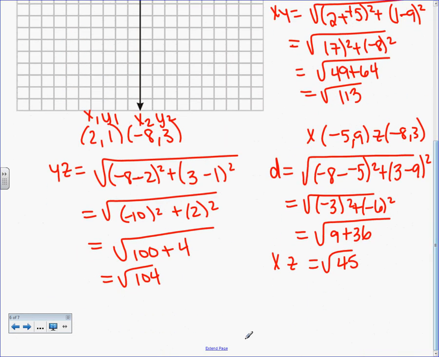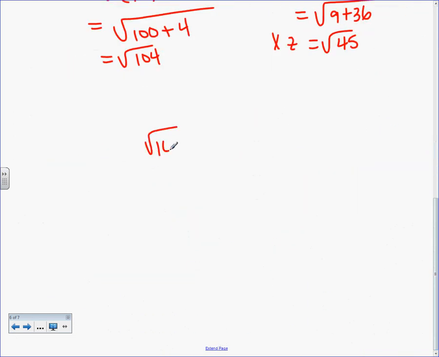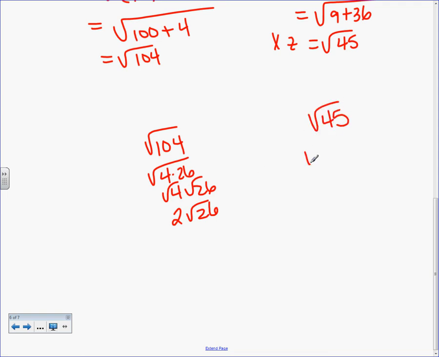Okay? Let's break these down just because we should know how to do that by now. Square root of 104 is not broken down all the way yet. The highest perfect square that goes into 104 evenly is 4, with 26 left over. Square root of 4 is 2, so it's really 2 root 26. Square root of 45, the highest perfect square that goes into it is 9, with 5 left over. Pull them apart: 3 root 5. You did not have to do that to understand the answer. It's just something that we need to stay in practice with. If you have any questions, let me know.